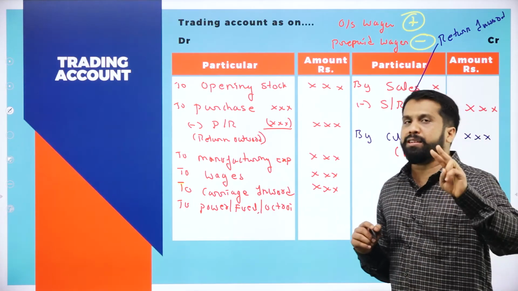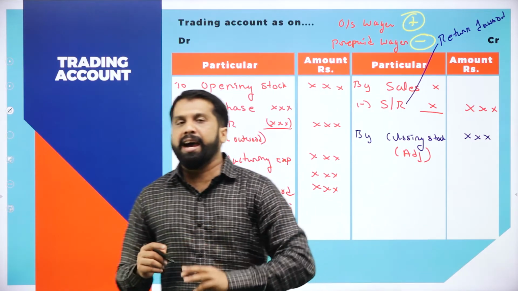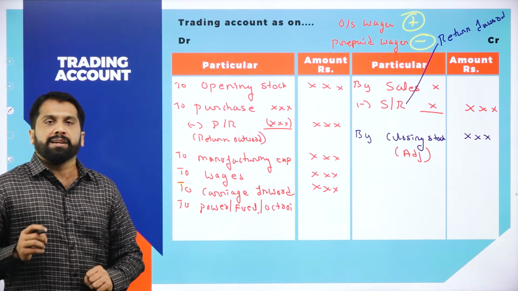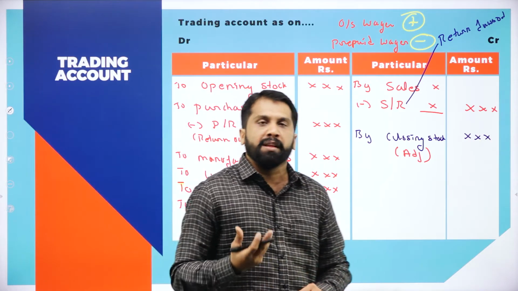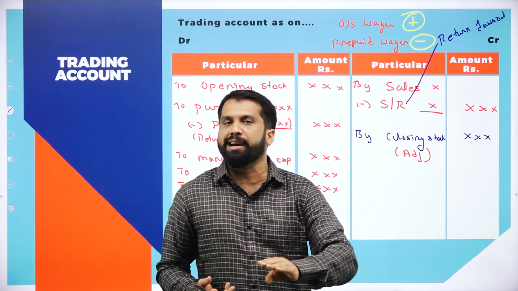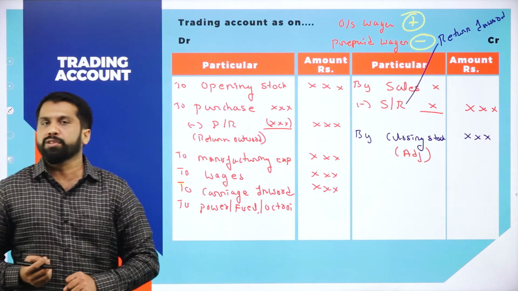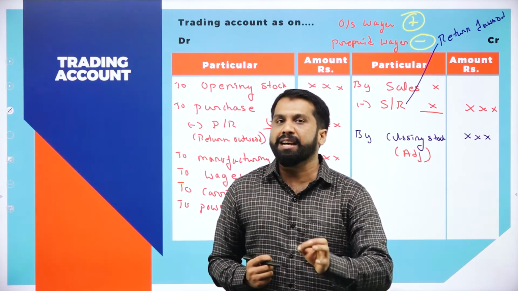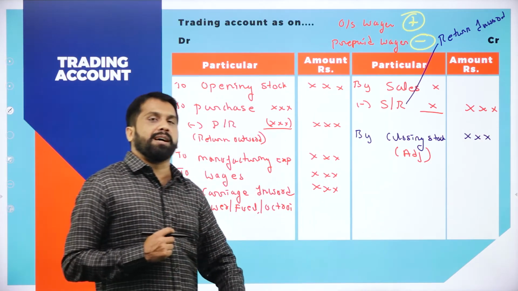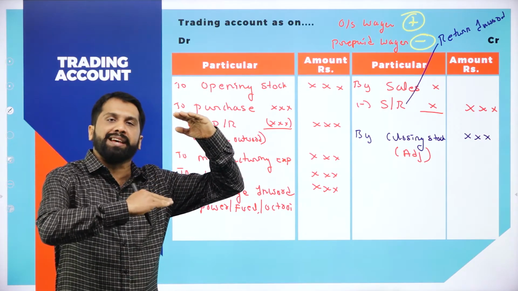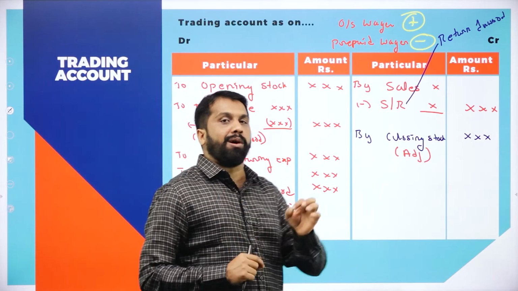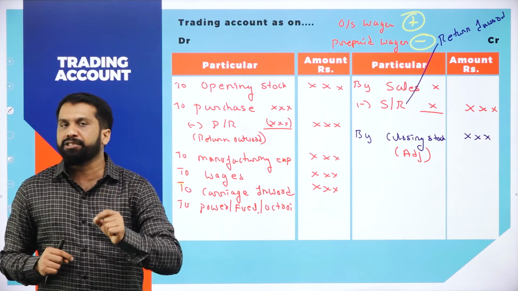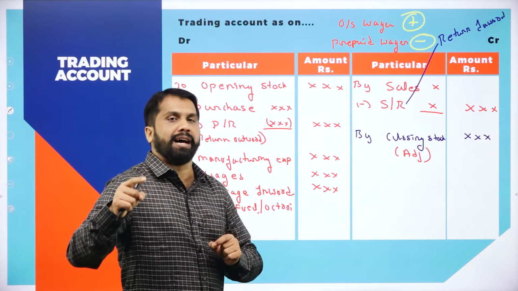Credit side, what will come? Only two things: sales minus sales return, and closing stock. Other than these two, nothing. Normally abnormal loss would come, but in your question paper you will not get any abnormal loss or damage of goods. Debit side, what will come? Opening stock plus purchase minus return. Then you write all manufacturing expenses: wages, carriage inward, then power, fuel and octroi.